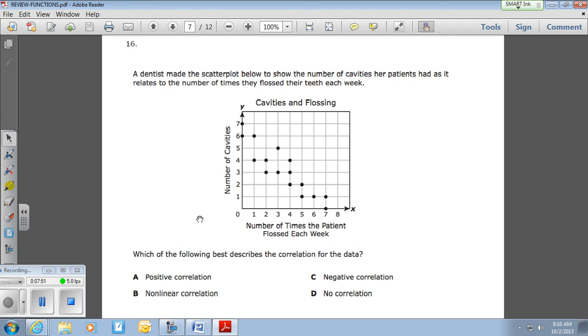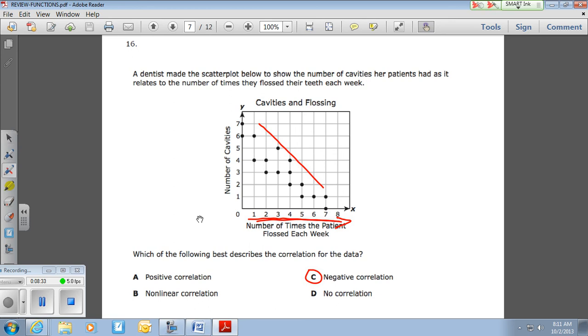So take a look at that. And the question is, which of the following best describes the correlation for the data? Now, obviously, this is a negative correlation. I'd say it's kind of a weak negative, but it is definitely going down the hill as your independent increases, the number of cavities decreases. So we always start with your independent increasing and what is happening to our dependent. In this case, cavities are decreasing as the number of times you floss increases. So I guess she got her point across, but that's definitely a negative correlation.